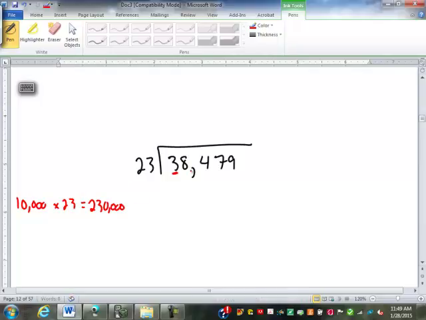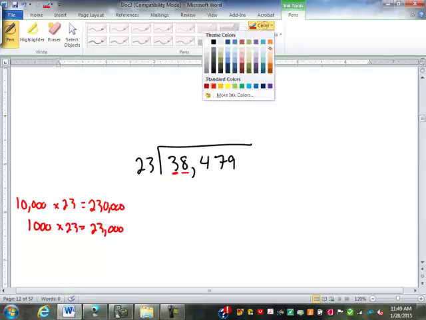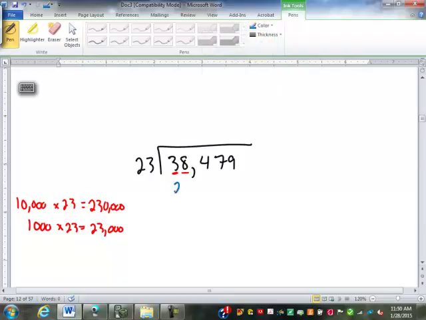Can we subtract 230,000 from the 38,000? No, we can't. It's too large, so we cannot subtract a bundle of 10,000 23s. So we go to the next place value, which would be 1,000 times 23, which is 23,000. Now we can subtract that. In fact, we can subtract it exactly once.